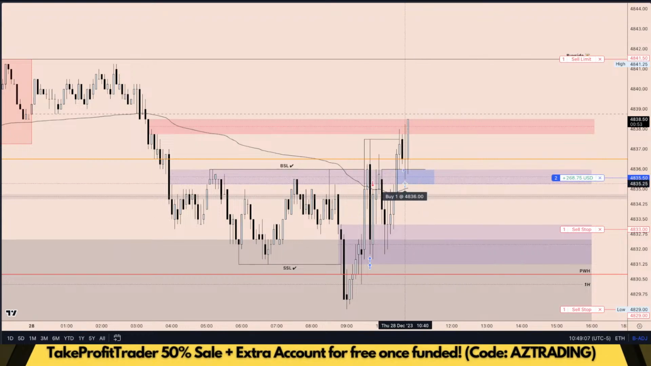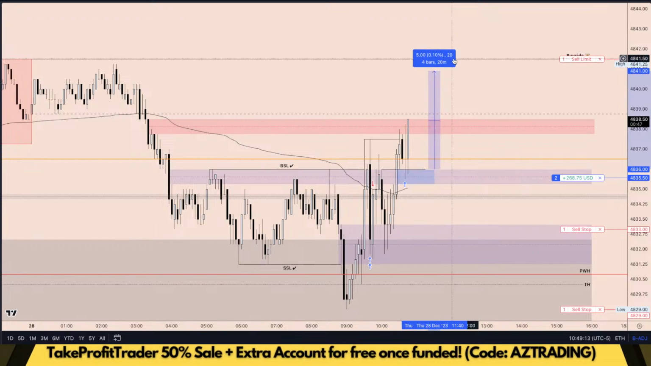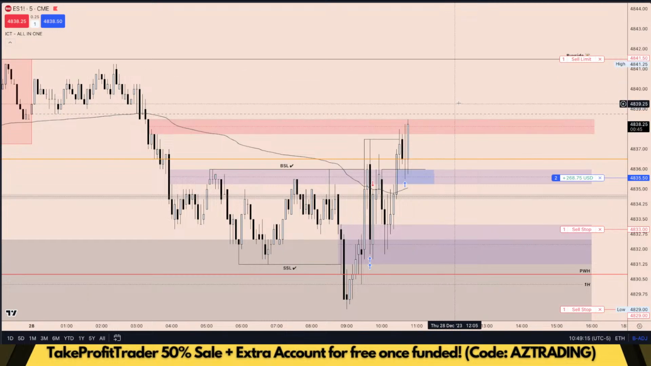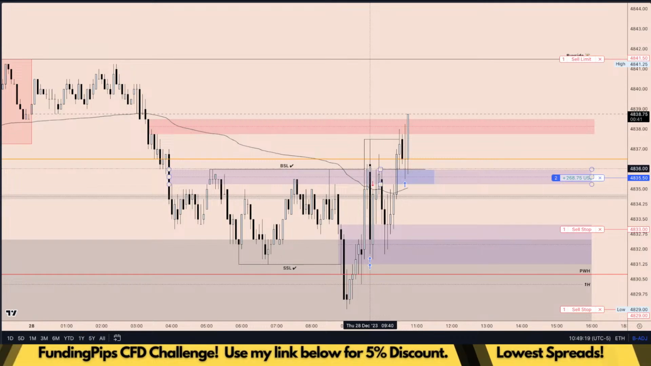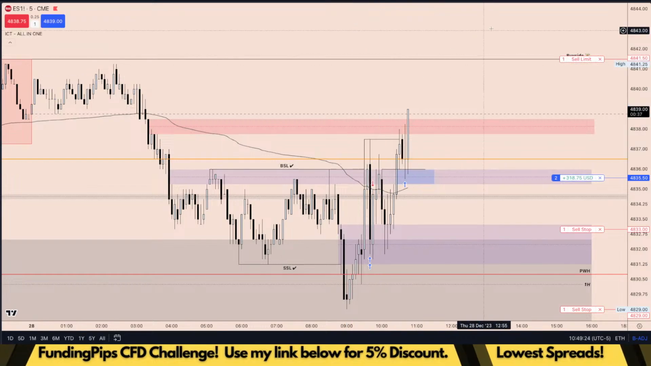Where was the entry at? Yeah, right here on this fair value gap. 5 points. 5.5 points to our buy side level. And from the entry right here, that's also 5 points.